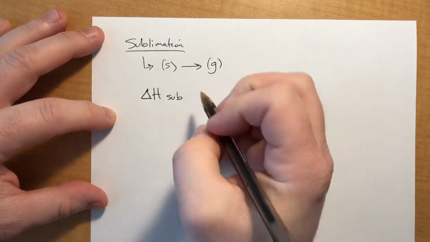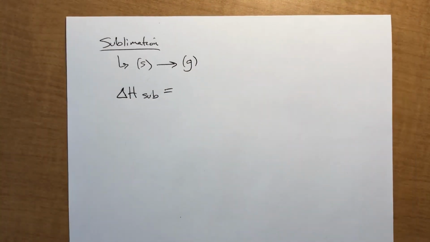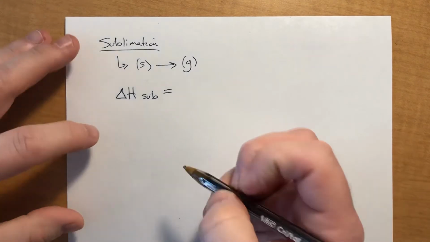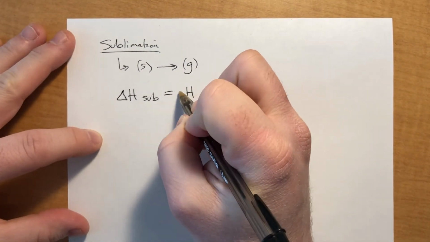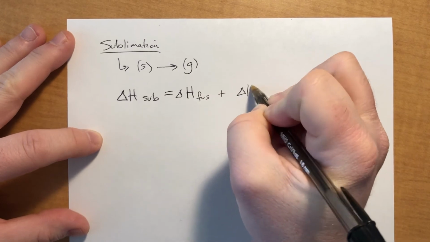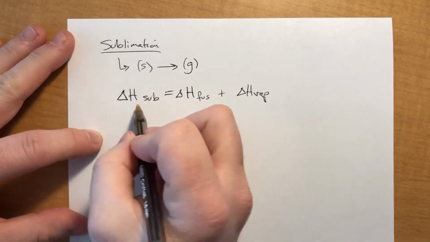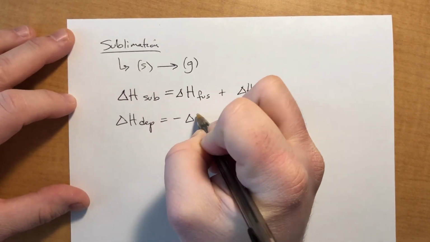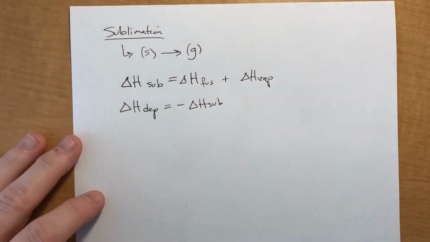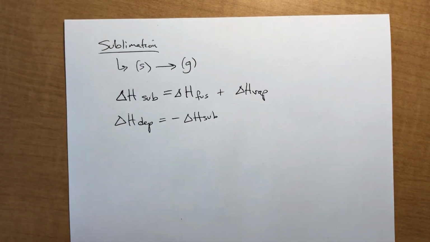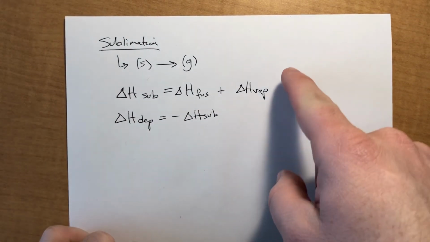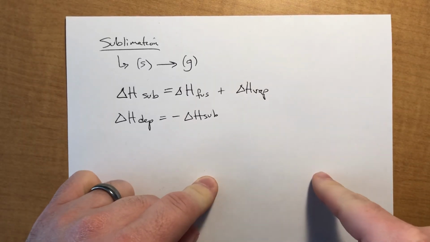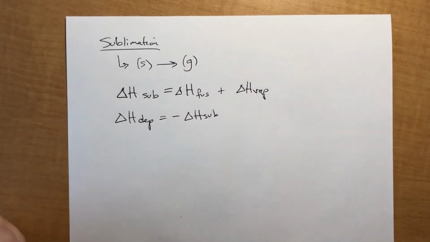So delta H of sublimation, you will almost never find a table for this, because even though you're not going through the liquid phase, all that matters is where you start and where you end. So you get the same answer if you add up delta H of fusion plus delta H of vaporization. And then delta H of deposition, which is the opposite, is negative delta H of sublimation, just like we saw in the previous ones. So when we looked at our phase changes, there was freezing and melting, evaporation and condensation, and sublimation and deposition, which is 6 different things.